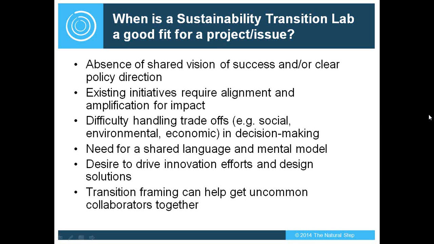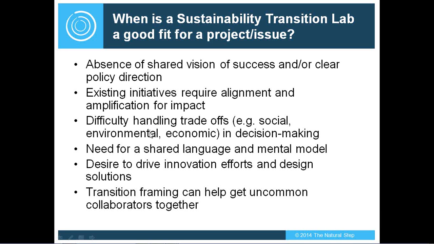So if there's an absence of a shared vision of success amongst the multi-stakeholder group and/or an absence of clear policy direction on the issue, then the Sustainability Transition Lab can be quite helpful. Also if there's a need for alignment and amplification of existing initiatives. It might be an issue that already has a lot of activity, even a lot of multi-stakeholder work happening on it, but there's a sense that there's a need to align those various efforts and to amplify some of them.